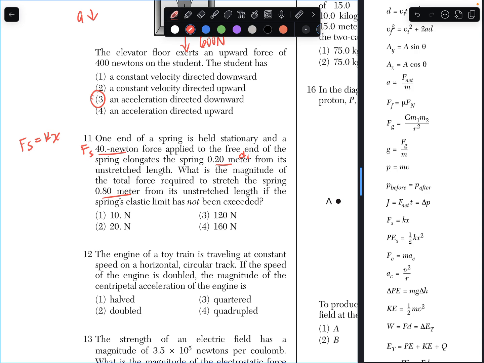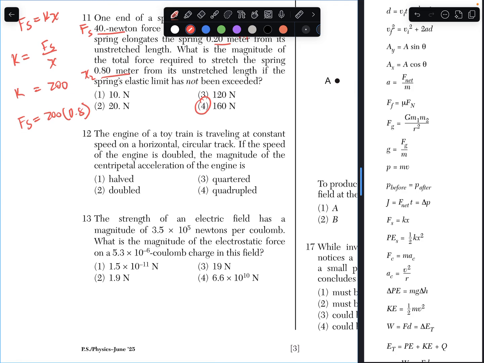Okay, I solved for K incorrectly. So K is actually Fs over x. So K is going to be 40 divided by x, which is how far it's stretched. I'm going to change this to x to be consistent. So it's 40 divided by 0.2, so the spring constant is 200. I'm going to use Hooke's law again. It's going to be 200 times the new stretch length, which is 0.8. So the total force would be 160. The answer is choice 4.